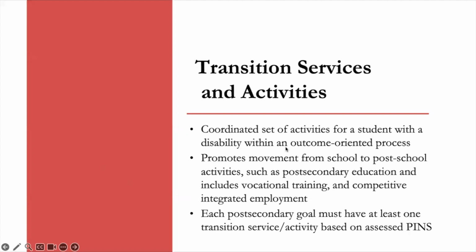Each goal area must have at least one transition activity listed. You should have more. Best practice would be to have more than one transition activity, but at minimum, you should have at least one for each goal area. Transition activities should span the life of the IEP. Transition activities must be guided by an adult, therefore should say things like the intervention specialist will do what, or the guidance counselor will do whatever the activity is. The transition coordinator will, the OOD coordinator will.